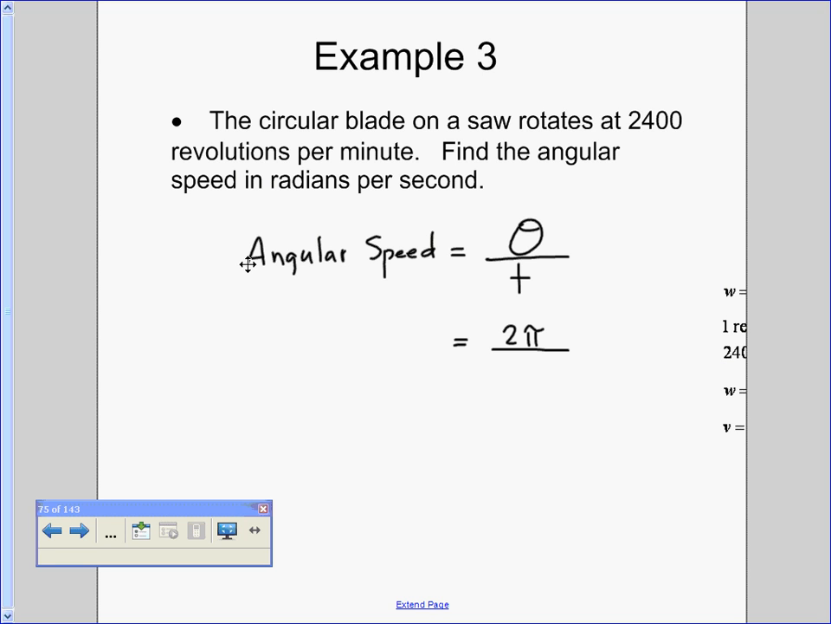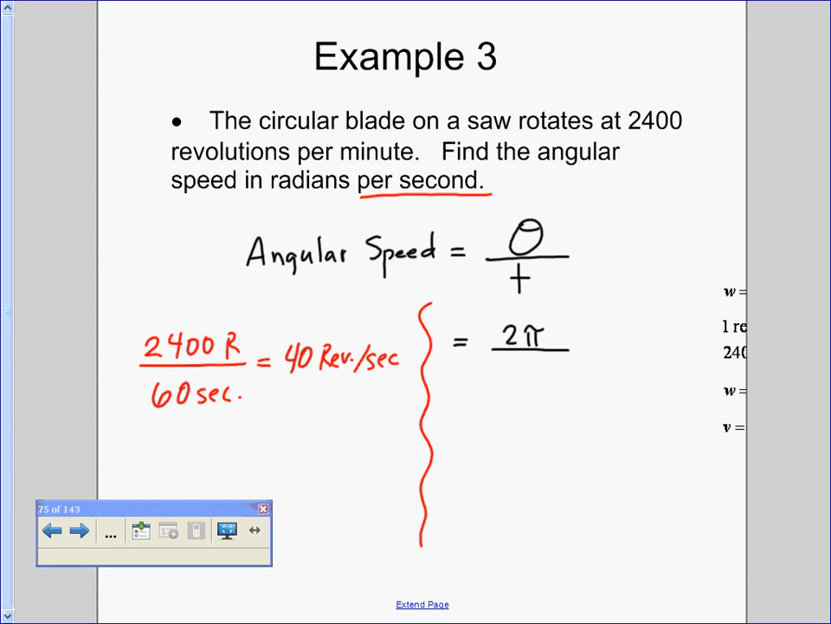Okay, and the amount of time it's going to take to do that. Well, that's going to take a little bit of work over here on the side. So let's do some side work. We've got 2,400 revolutions, and because it wants us to find per second here, we're going to change that 1 minute to 60 seconds. Once we do that, we get 40 revolutions per second. All right, well, that's revolutions per second.